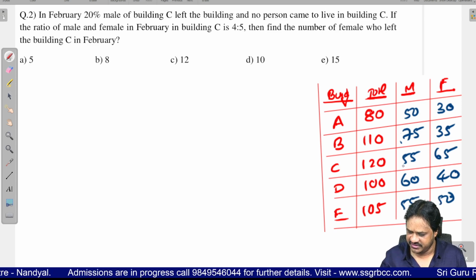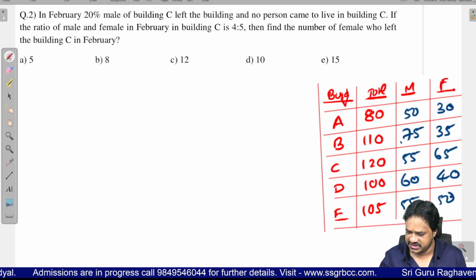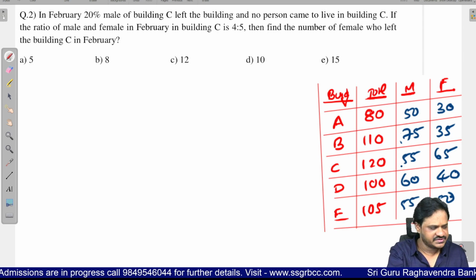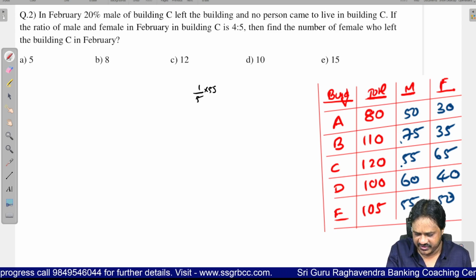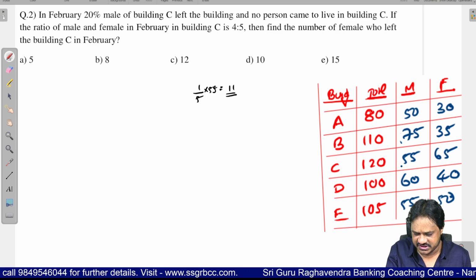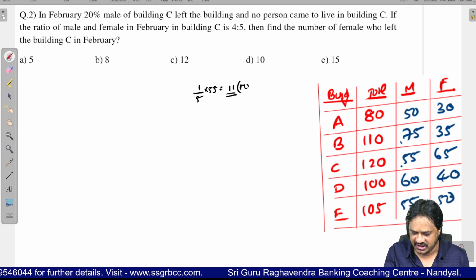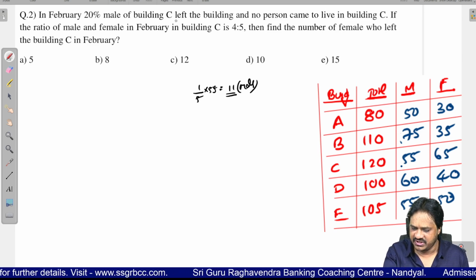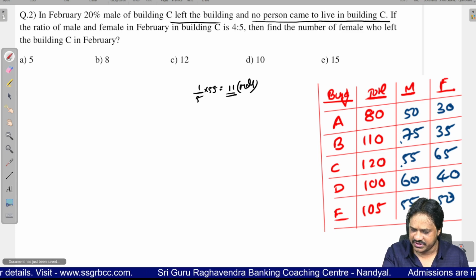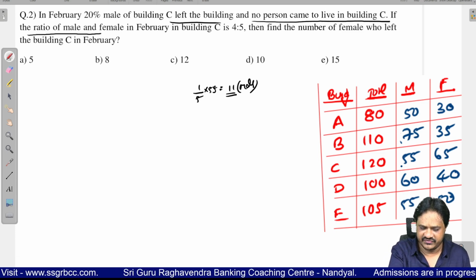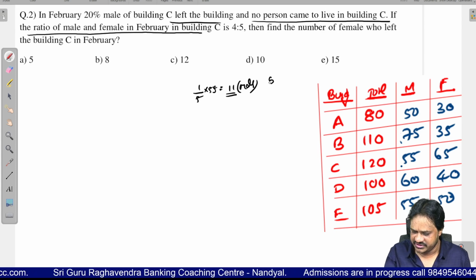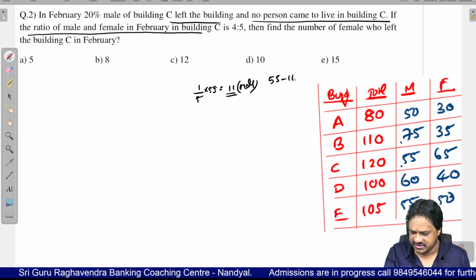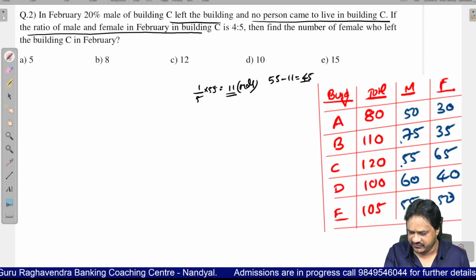See, in C we are having total how many males? 55. In this 55, 20%. 20% means 1 by 5. So, 1 by 5 of 55 is 11 males. They left the building in C, and no person came to live in building C. So, after 11 males left, actually total males are 55 in C. After 11 males have left, we will get 44.